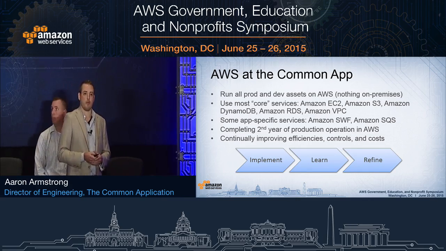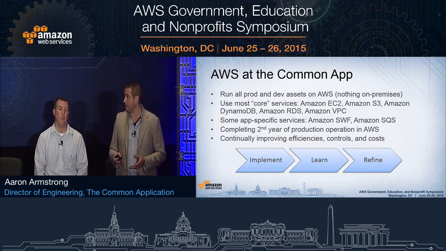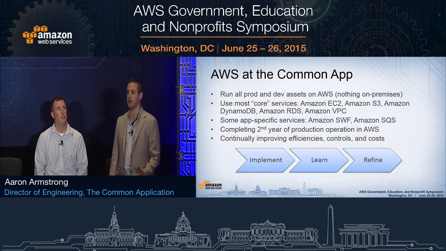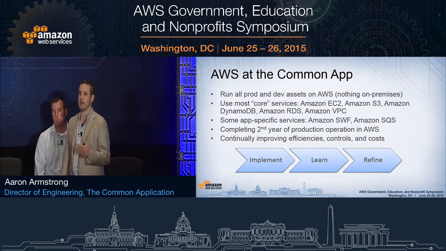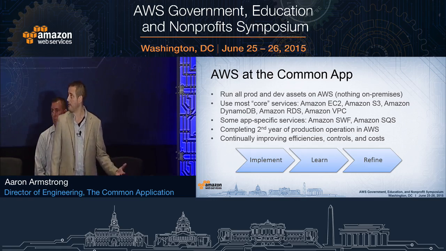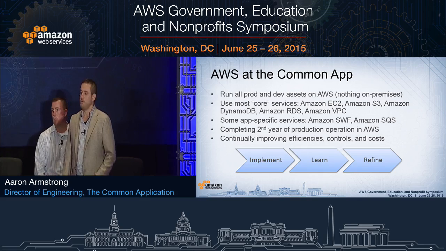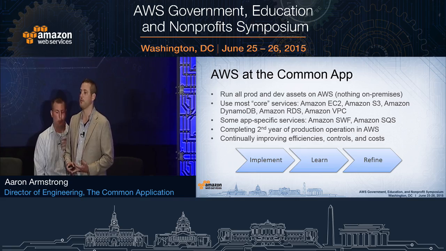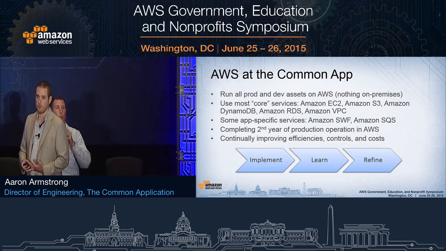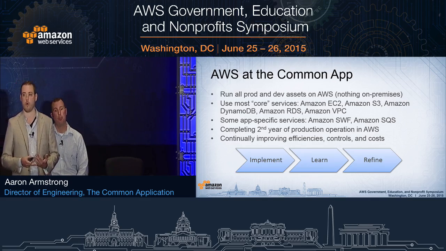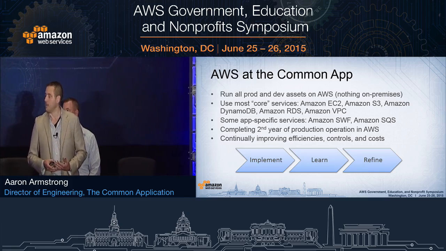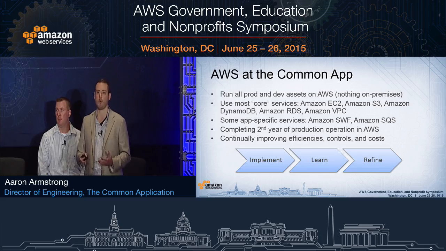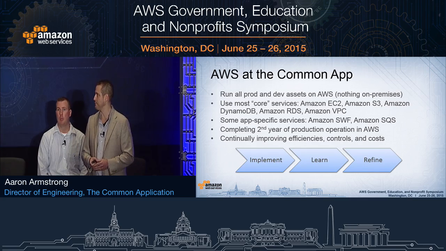So in terms of our use of AWS, we run our entire infrastructure on AWS. We don't have any on-premise assets, and we don't have any servers in any data center. We use most of the core infrastructure services that you're probably familiar with, EC2 for virtual machines, RDS for relational database, and Dynamo for NoSQL. But we also use some of the application services like Simple Workflow and Simple Queuing Service.